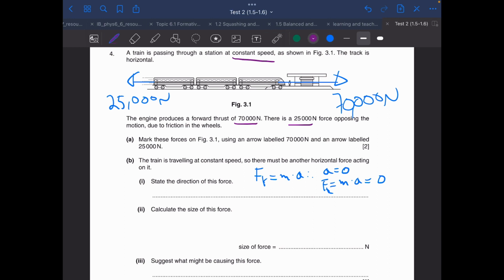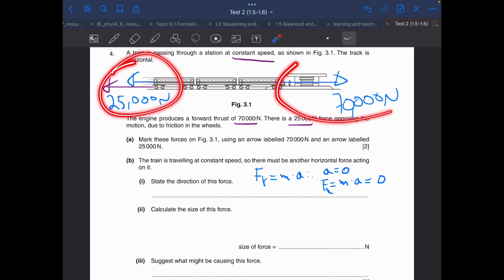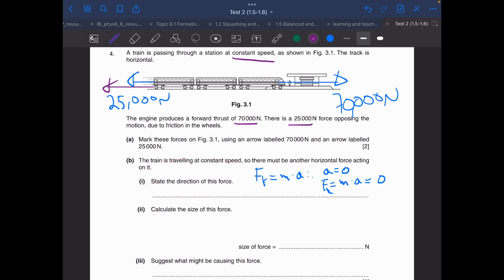So there must be another force in this direction as well, so that when I combine this force with the friction, these two together will be 70,000 newtons backwards. And there is a thrust of 70,000 newtons forward, okay? So there is going to be this new force. It just stands for the direction. So the direction is, you can say left, or you can say backwards.